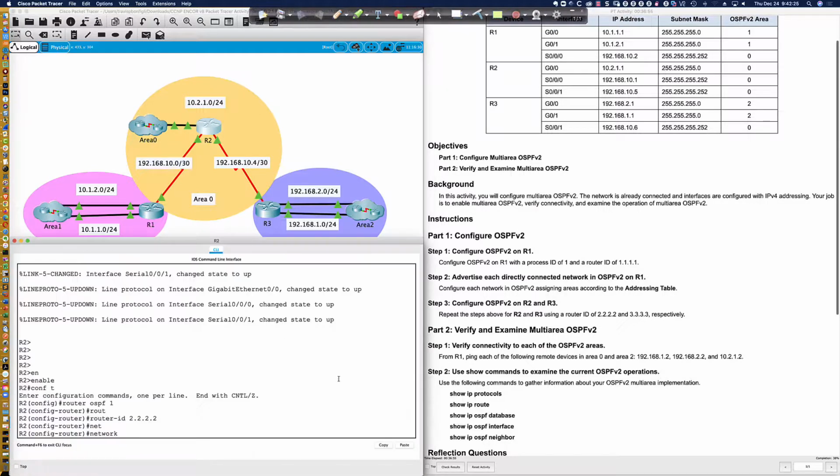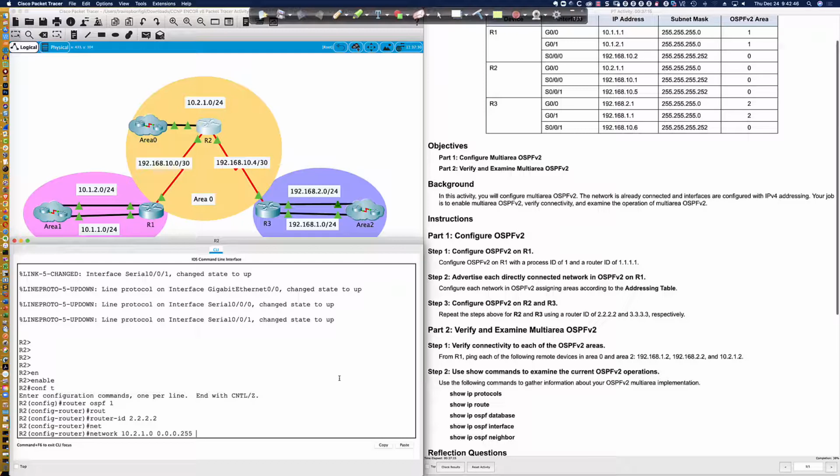And who might we be connected to? And are they the DR? Are we the DR? So we're going to say network, and this is the gig 0/0, and it's 10.2.1.0, and it's a /24, the easiest of the wildcard masks to calculate, /24.